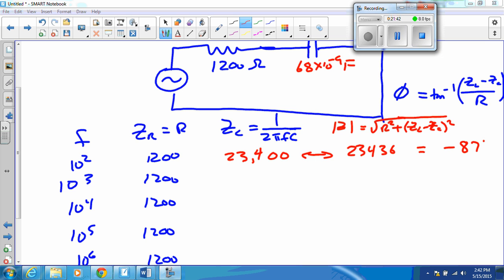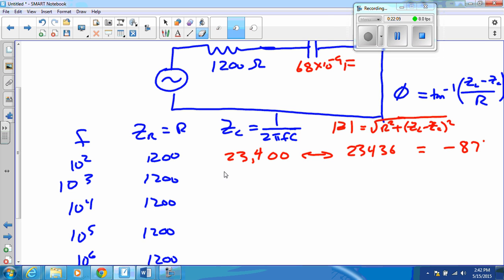All right. So now let's consider what happens when we do 10 to the third hertz instead of 10 to the second. What changes here? I think we can do this efficiently. How are things going to change if I multiply my frequency by 10? It's going to decrease by 10? By a factor of 10, that's right. So it would be what number? 2340. Now, you'll notice that 2340 is starting to be in the same ballpark as the 1200 right here, the same order of magnitude.